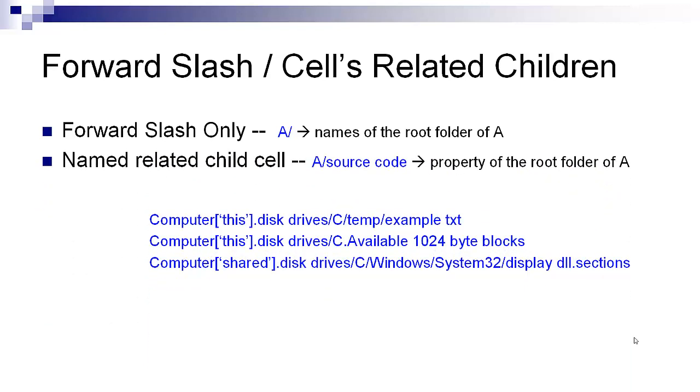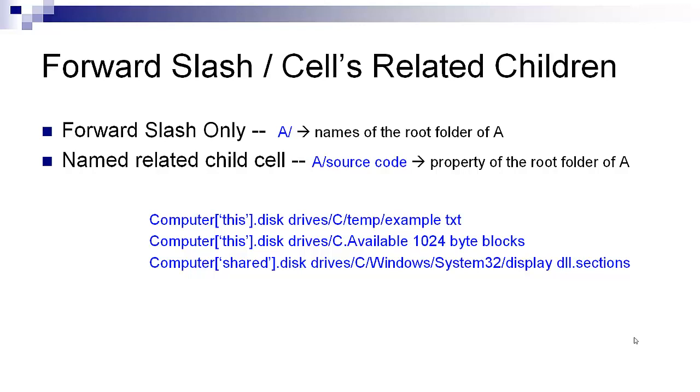So here we have computer this, so we have the whole universe of digital information as one namespace. To the user, everything is simply part of the namespace. So computer this .disk drives /C is one of our disk drives, our C drive, and in a folder called temp. Within that disk drive, I took the dot out for our extension and just said example text. We have C dot available 1024 byte blocks.